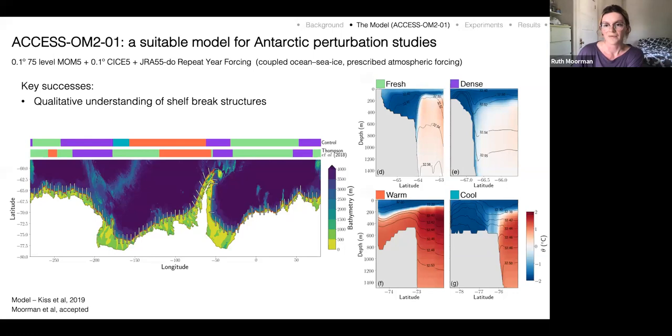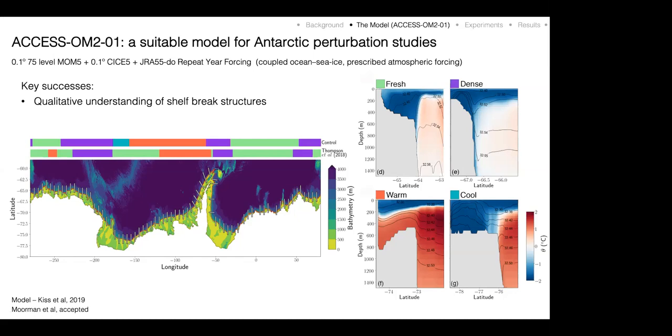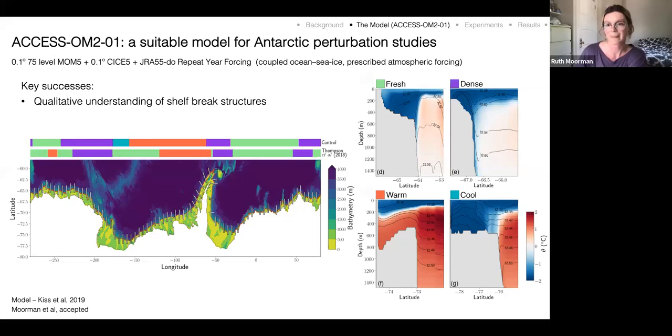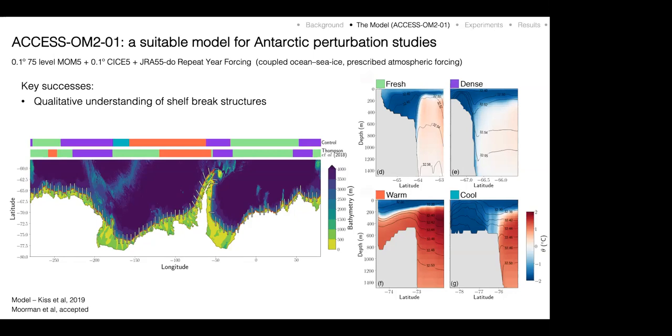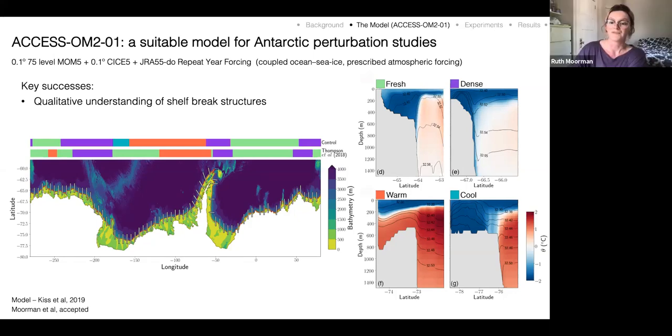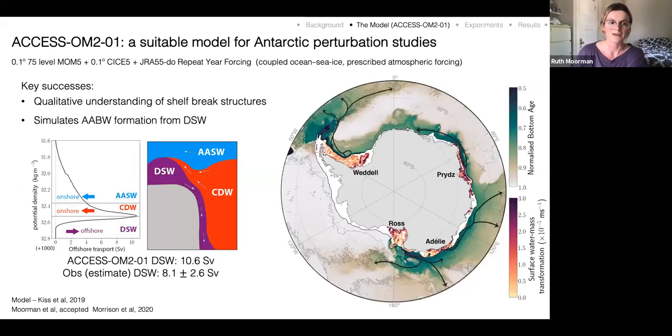And just to point out, within this success is one particular thing that I want to highlight: the model does a pretty good job at resolving the formation of abyssal waters from shelf-sourced dense waters, which is fairly uncommon in ocean models. So to go into that in a little more detail, I'll show you some metrics that we looked at to understand the formation of dense shelf water and abyssal waters in this model.